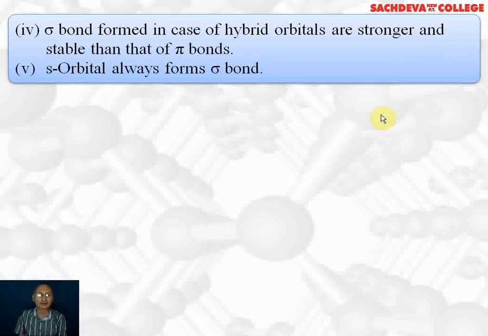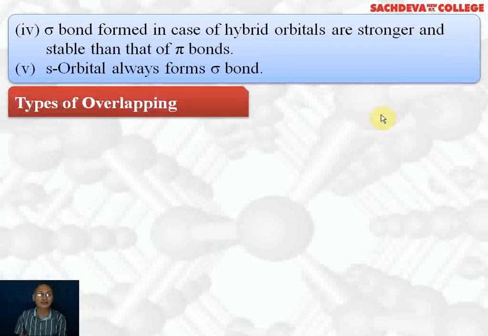of overlapping is more. Now s orbital can always form sigma bond, it cannot form pi bond because pi bond is formed by sideways or lateral overlapping of only parallel p orbitals. So parallel p orbitals are required for the formation of pi bond. That is why s orbital cannot form pi bond, they always form sigma bond.